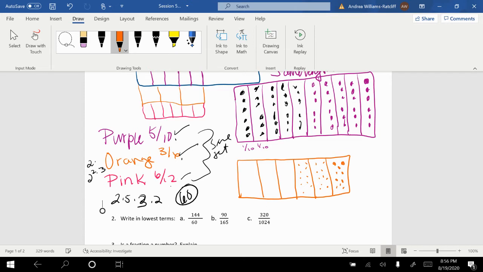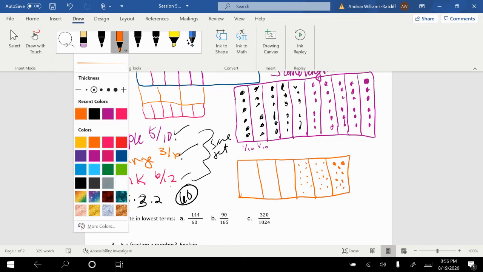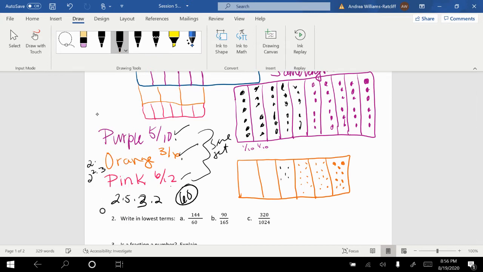Okay, so I've got my 3 groups there that are all orange. And remember, we have 2 color counters. So I'm going to use the black color to show the other groups. 1, 2, 3, 4, 5, 6, 7, 8, 9, 10. Okay, so we have 60 counters, but we've put them into 6 groups with 10 in each one.